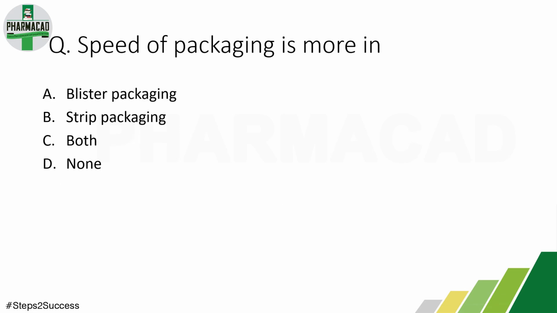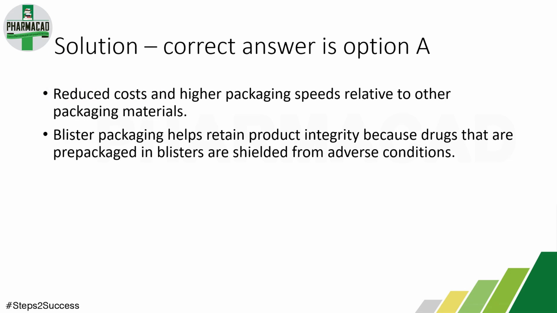Speed of packaging is more seen in: option A, blister packaging; option B, strip packaging; option C, both; option D, none. So the correct answer is blister packaging. Blister packaging shows higher packaging speed relative to the other packaging materials. People might compare the speed of each type of packaging, whether blister, strip, containers, or plastic bottles.